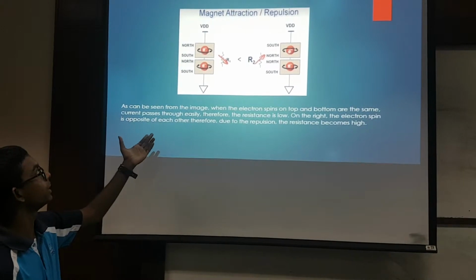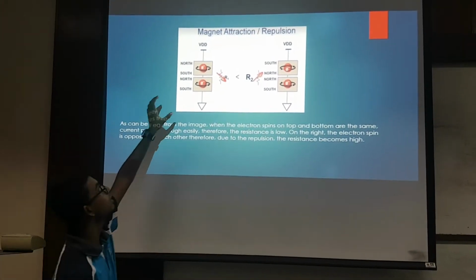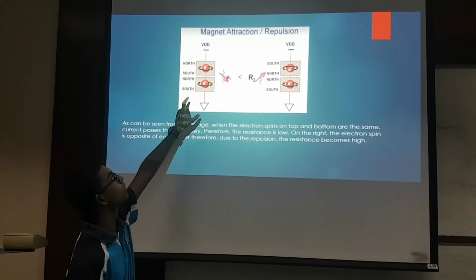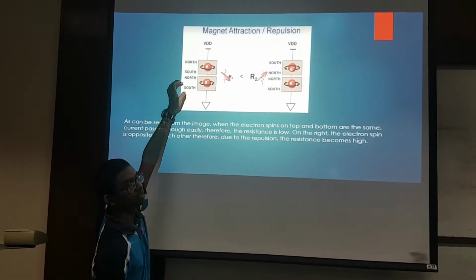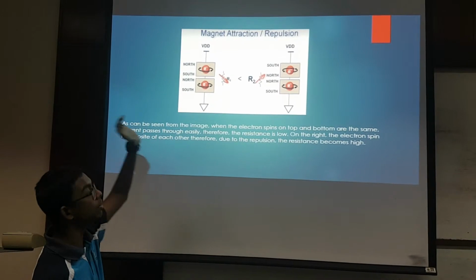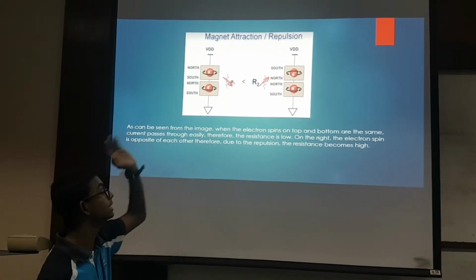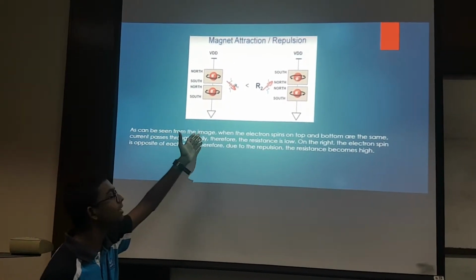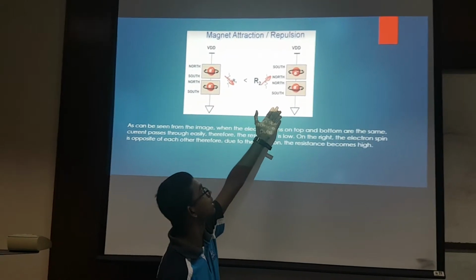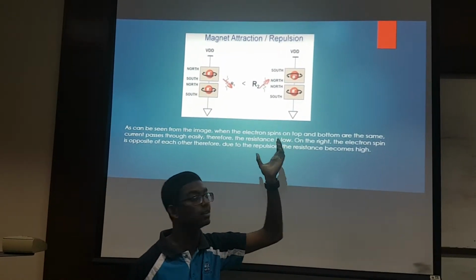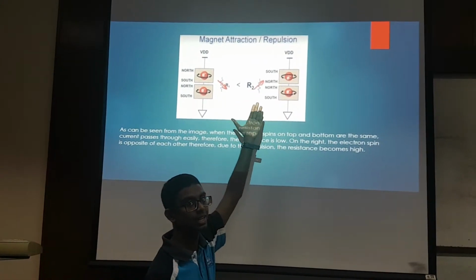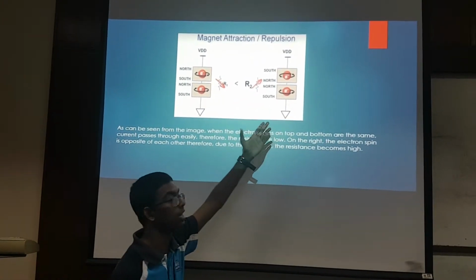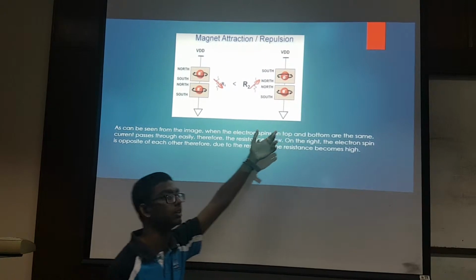So this is what I meant just now. When the electron spin on top and bottom is the same, you have south and north aligned with each other, therefore the current will pass through easily. And if we have north and north aligned together, which means the electron spins are opposite to each other, the resistance gets high and the current cannot pass through. Therefore the bit of data will be 1, and here it is 0.